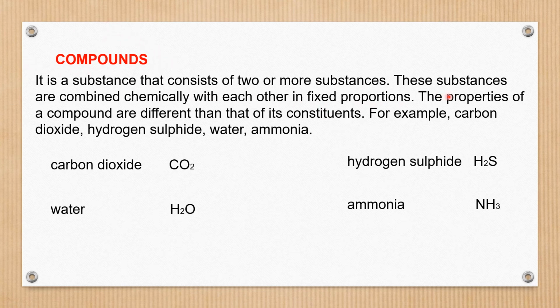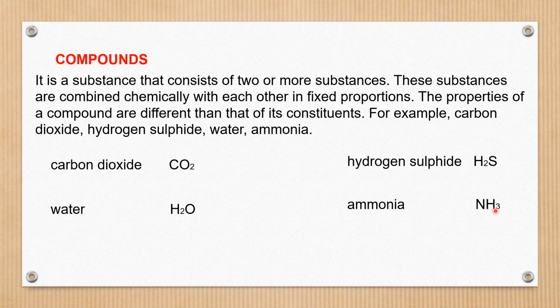The properties of a compound are different than that of its constituents. Okay, I will explain that. First, we will just see some examples of compounds. Carbon dioxide, CO2, one portion of carbon and two portions of oxygen. Hydrogen sulphide, H2S, two portions of hydrogen and one portion of sulfur. And water, H2O, two portions of hydrogen and one portion of oxygen.